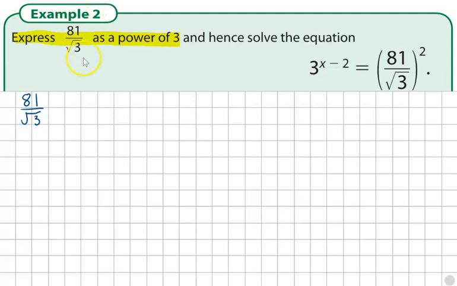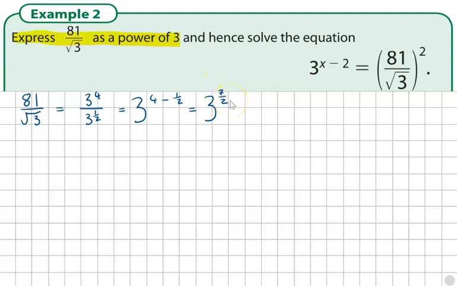So we start off with 81 over root 3. We want to rewrite this as a power of 3. 81 I can rewrite as 3 to the power of 4, because 3 by 3 by 3 by 3 is 81. And root 3 I can rewrite as 3 to the power of a half. Now I'm dividing powers with the same base, so I subtract the powers. I get 3 to the power of 4 minus a half. And 4 minus a half is 7 over 2.